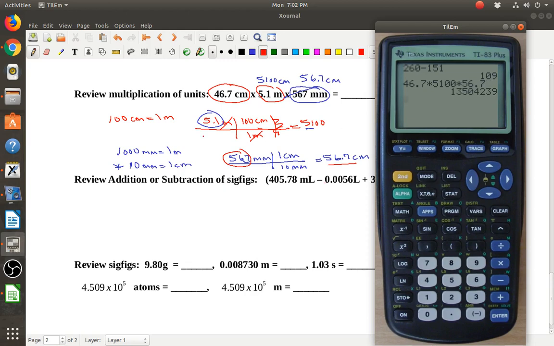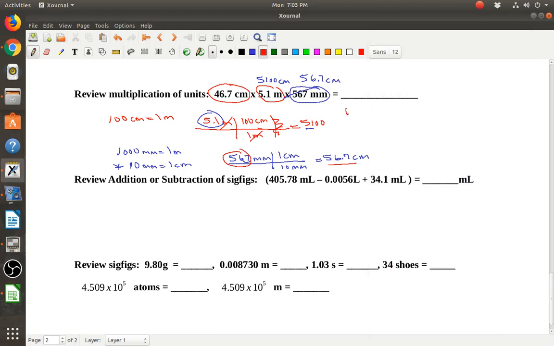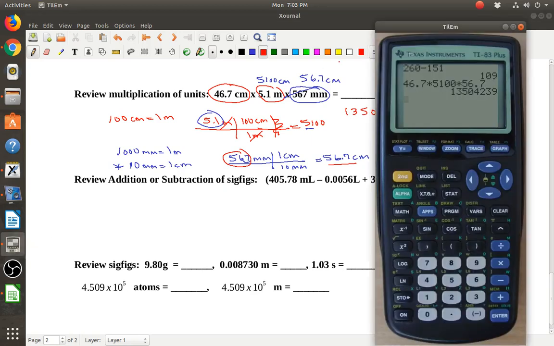So there's that number. That's the raw number, 13504239.